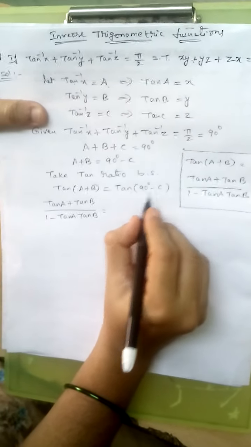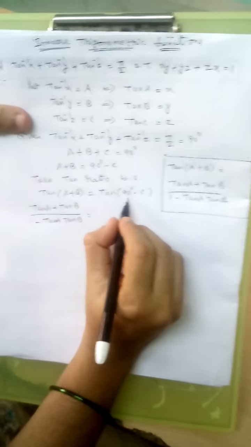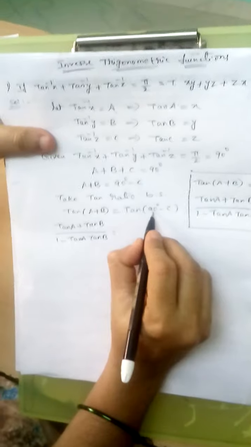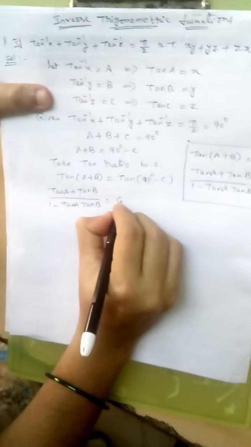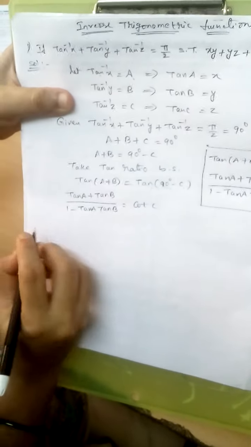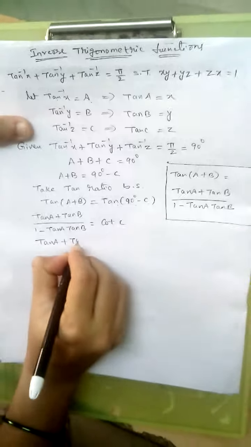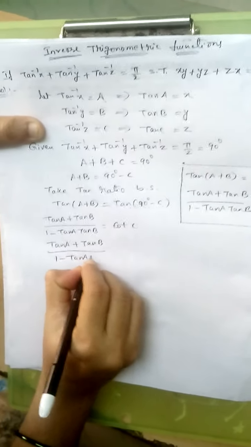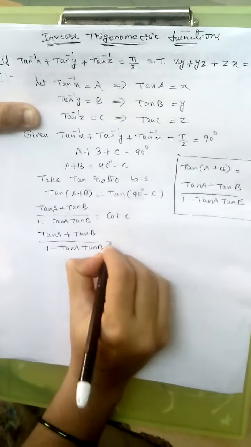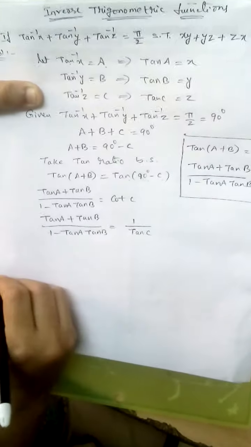90 minus C is in the first quadrant. In the first quadrant, all the trigonometric ratios are positive, and since we have 90 degrees here, tan can be changed to cot C. So tan A plus tan B by 1 minus tan A tan B is equal to cot C, which can be taken as 1 by tan C.